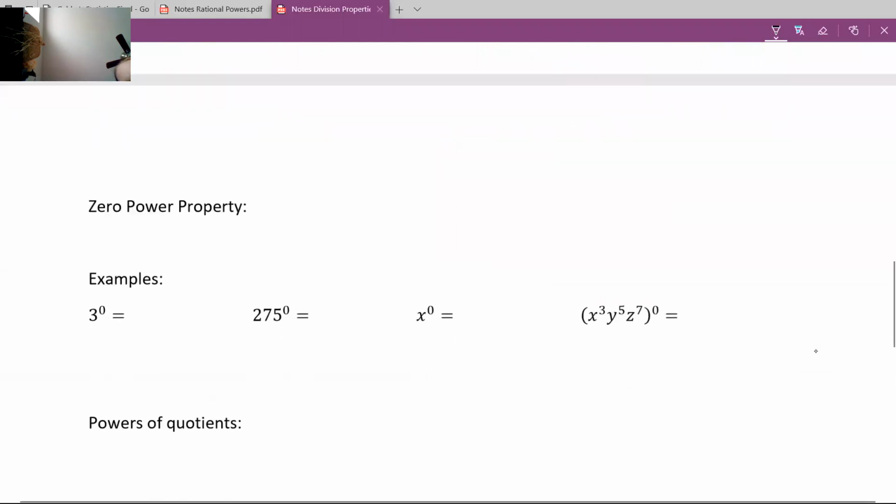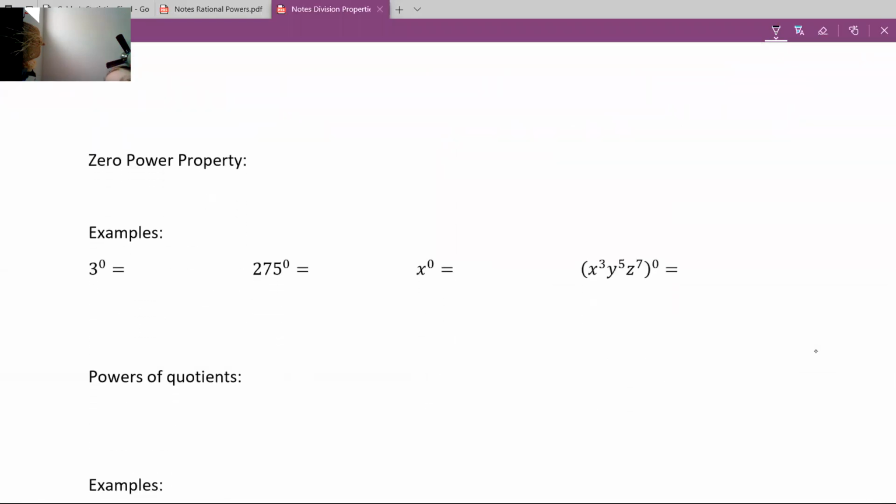We have two more rules. The first one is the zero power property. This one's pretty simple. Anything to the 0 power is 1. It doesn't matter what it is, if you raise it to a power of 0, your answer is going to be 1. So 3 to the 0 power is 1.